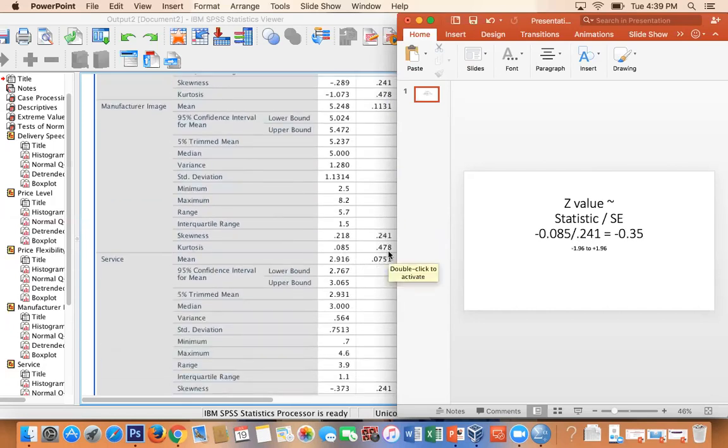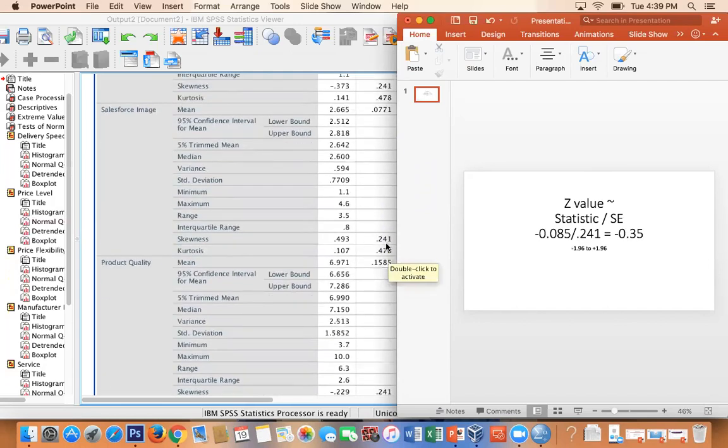And this is in good shape. This is in good shape. Here we have, again, this is a little bit skew. Salesforce image, 0.493 divided by 0.241, 2.04. Again, it's pretty close to 1.96. I would say let it go, but if you adamantly want to change it, you can certainly consider it.